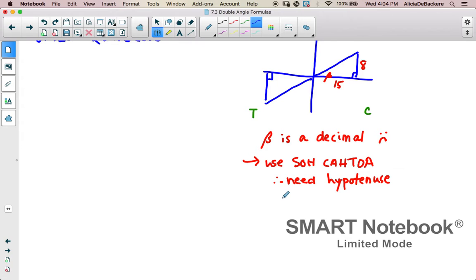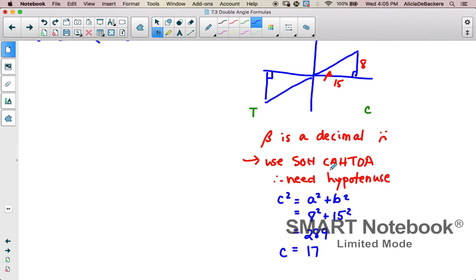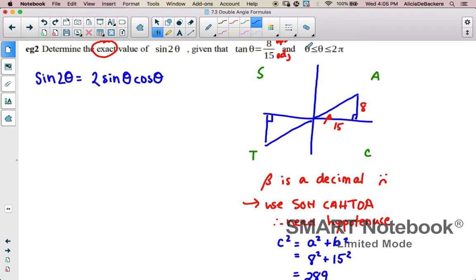So the hypotenuse is going to be c squared equals a squared plus b squared. It's going to be 8 squared plus 15 squared, which comes out to 289. And so then c is just going to be 17, the square root of 289. Again, I don't need to worry about the positive and the negative square root because I'm talking about a side length of a triangle. So 17 is my hypotenuse. I'm going to come back up and add that to my picture.